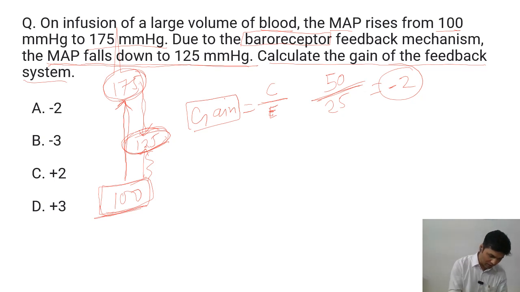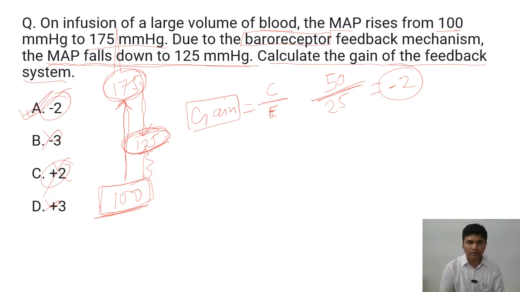So let's check our answer. So here the answer is -2, not +2. It's not going to be 3 and not 2, because this is the negative feedback mechanism. So the answer will be simple.